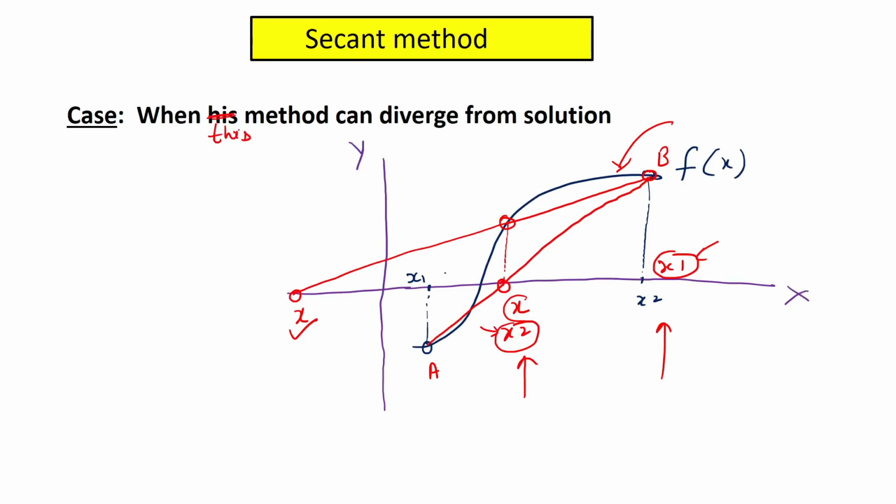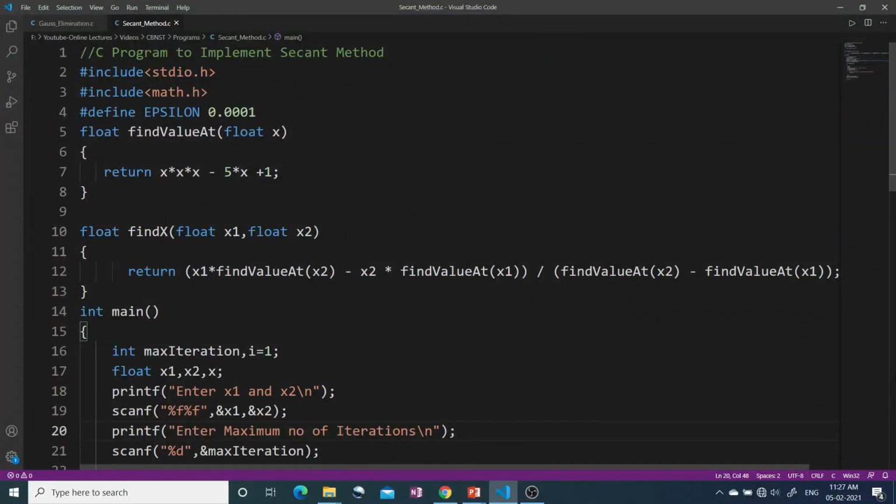So from this example, you can also see that even if x1 and x2 are taken such that f(x1) and f(x2) are negative, then also this method can diverge from its solution. That's why this method does not take into account the property that f(x1) and f(x2) should be of opposite sign. So this was all about the secant method.